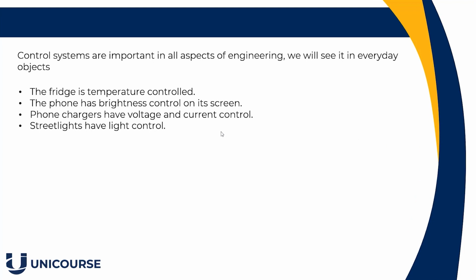Now we need control systems, and here's what you use in the domestic world: fridges, the temperature; the mobile phone, brightness controls are set on the screen; the phone charger, so it doesn't have a high voltage to actually blow the phone up; and street lights, of course, where the light will operate it so that in the daytime that will be a time when the lights will go out.